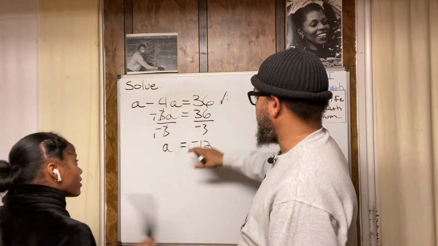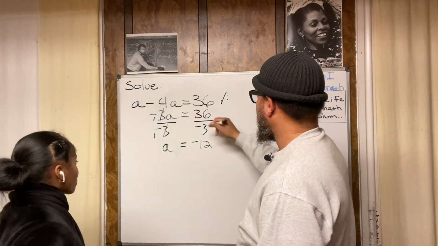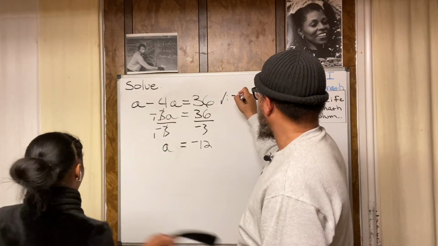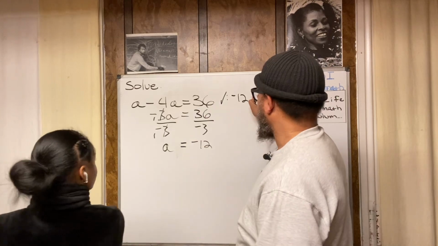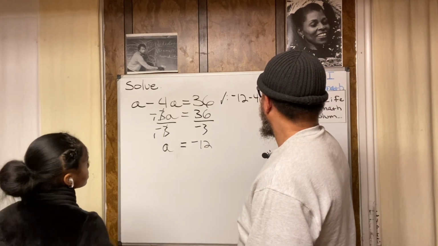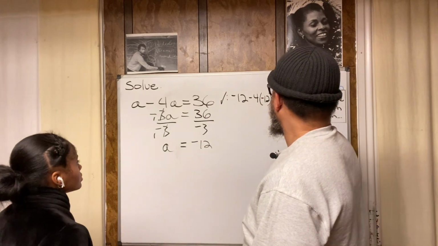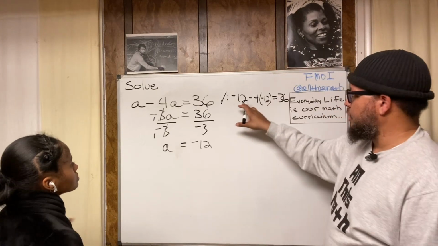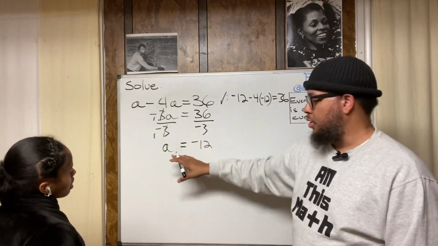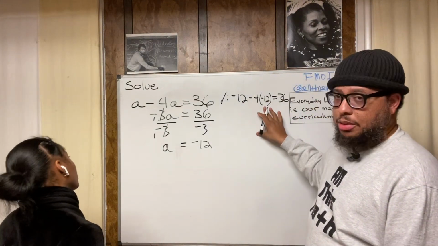Now, time to check your work. We think this is the solution. Time to check your work. Replace the A with -12. Replace this A with -12. And that's equal to 36. So we want to see if this is a true statement. If this is a true statement, then this is a correct answer. Remember, correct answers give us true statements.